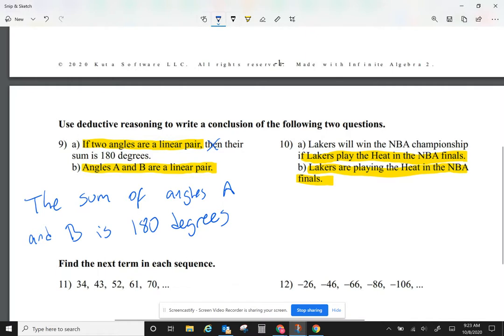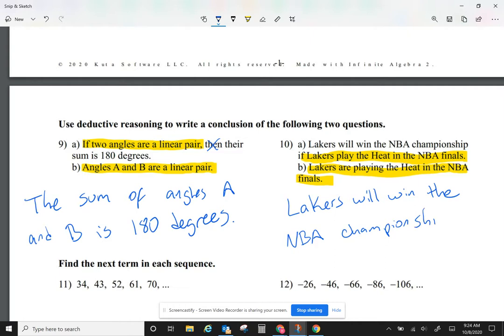So based on that, I'm just going to write Lakers will win the NBA championship. These are sentences, so don't forget to capitalize the first letter of your sentence, and don't forget your period at the end.